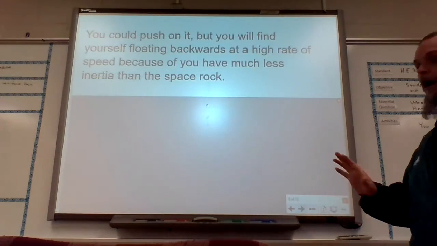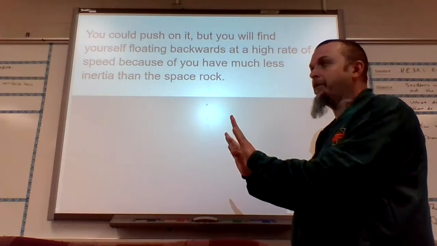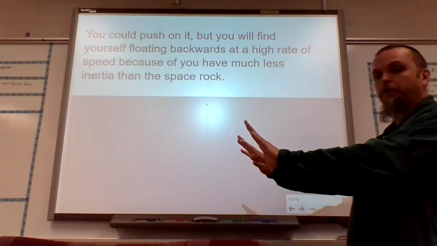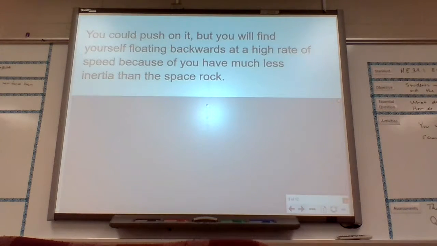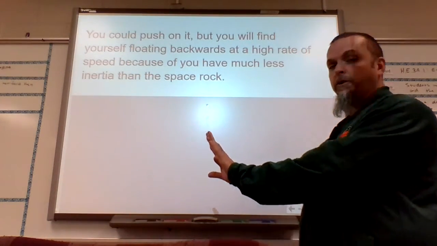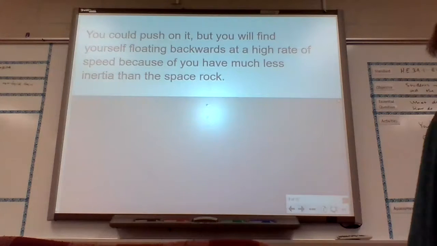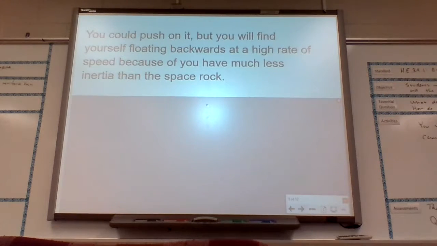You would push on that rock. So let's say the rock is here in front of me. You would push on the rock, but what would really happen is you would just push yourself backwards away from the rock. The rock itself really wouldn't do anything. It would stay right here. But you would push yourself backwards and float away from the rock. So it would look like the rock was moving, but what would really happen is you would be moving backwards away from that rock at a significant speed. If the rock moved at all, it would be very, very slowly.